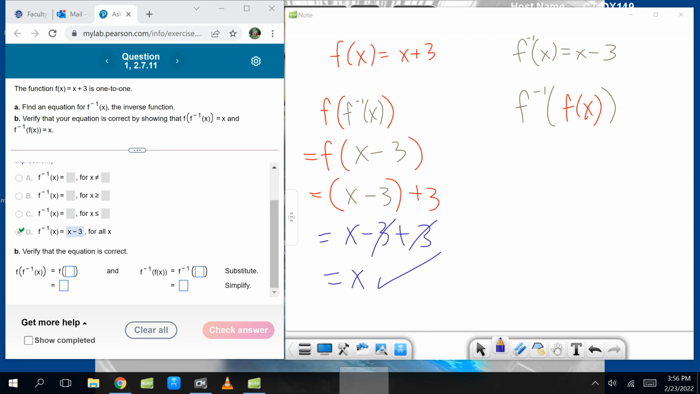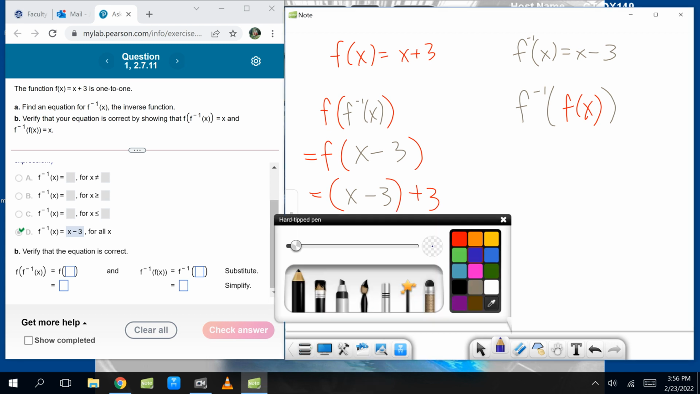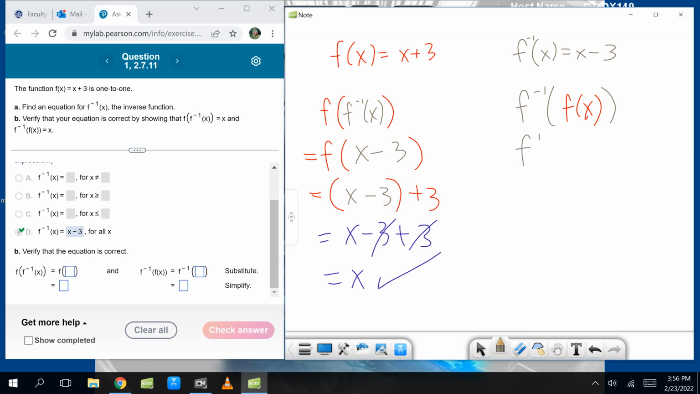Now let's do the thing that's on the line by itself, f inverse of f of x. So let's do the other one. Let's take the gray, the rule for f inverse. We're going to say f inverse of whatever f of x is, and then that's going to be something minus 3.